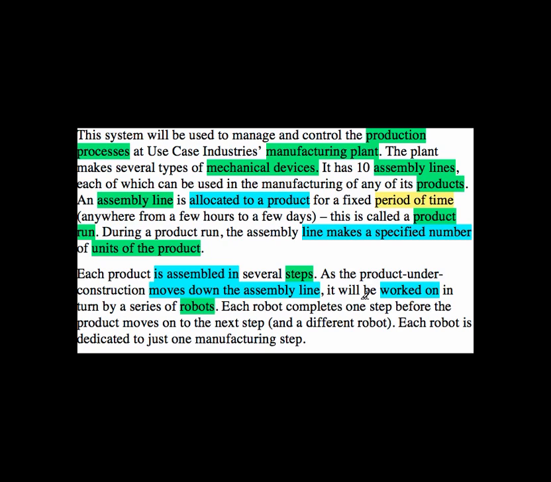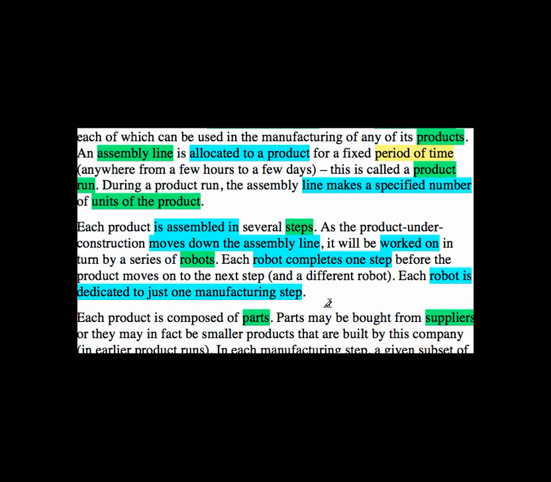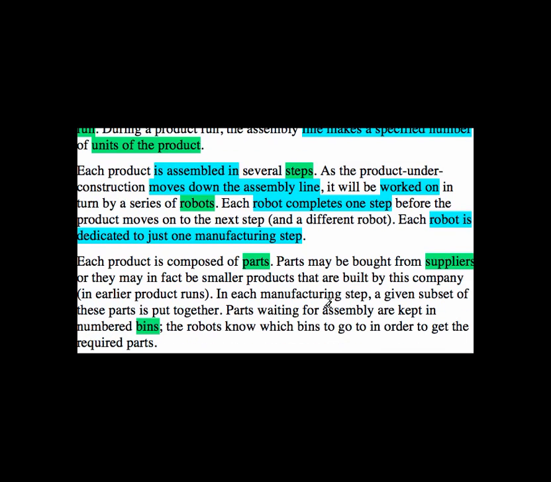Each robot completes one step before the product moves on to the next step. So the robot completing a step, to me, seems as though it's going to be information for an association. Each robot is dedicated to one manufacturing step. So that's also, to me, association information. We've got the parts, they're bought from suppliers. Smaller products, so one of these parts may be smaller products built by this company. There's a relationship between products and other products.